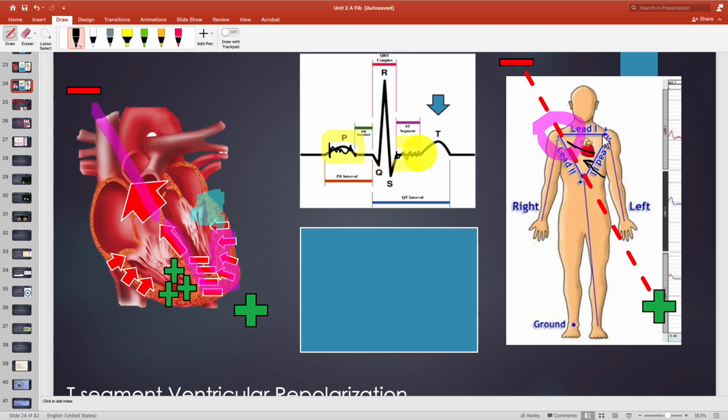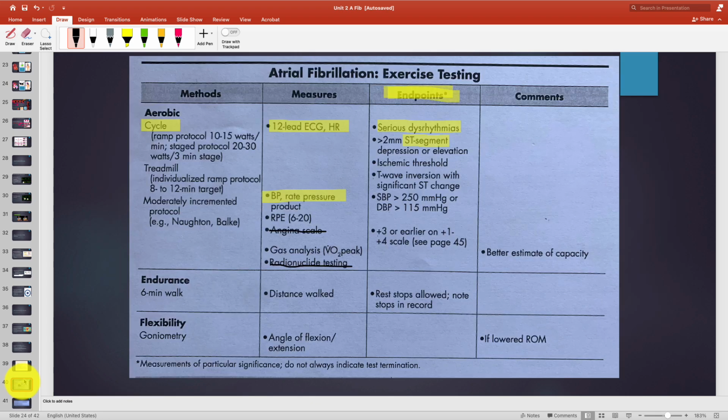It's basically spaghetti, okay? So basically it's not looking how it should, nor is the P wave looking how it should, okay? So that's what that 2 mm depression or elevation means. It just means, hey, it's spaghetti when it should be isoelectric, okay? Ischemic threshold, so we're going to look at oxygen saturation. Are we fully oxygenated? T wave inversions, okay?